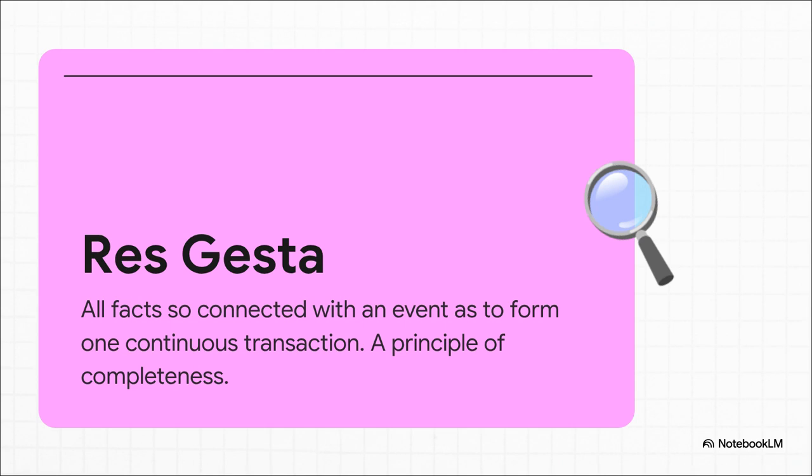So how do we figure out what's directly relevant? Well, one of the key tools we use is a fancy-sounding Latin phrase, res gestae. Don't be put off by the Latin. It just means the transaction or the thing's done. It's basically a principle of completeness. It helps us draw a circle around the main event and figure out what's inside that circle and what's outside.